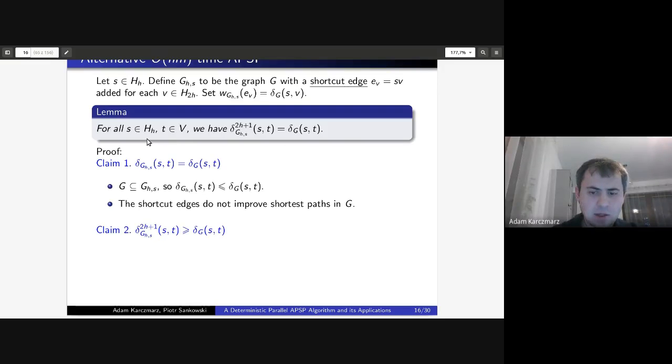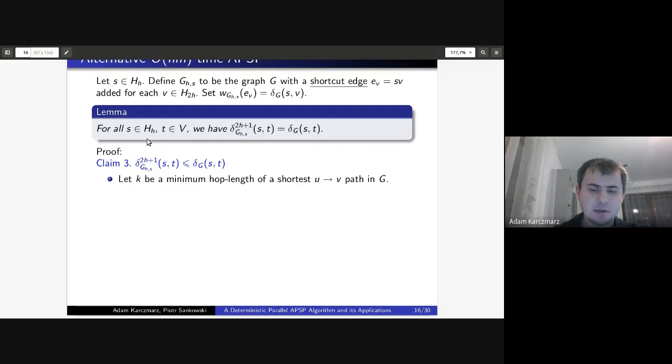So that's claim 1. Now we want to see that 2H plus 1 hop constrained paths in GHS are not shorter than shortest paths in G. But this is easy by claim 1, because a hop constrained path cannot be shorter than a non-constrained path, whose minimum length equals the shortest path in G. So to prove the lemma, it is sufficient to prove the reverse inequality, namely that 2H plus 1 hop constrained paths in GHS are no worse than the paths in G.